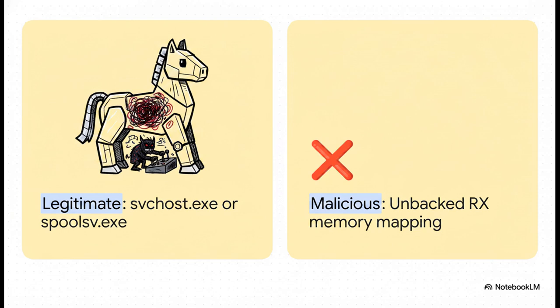To a casual observer just glancing at the Task Manager, the system state looks perfectly healthy. But if you did a deep memory forensic scan, you'd find unbacked read-execute memory and manually mapped executable pages. It's a terrifying malicious reality hiding right inside a completely legitimate shell.